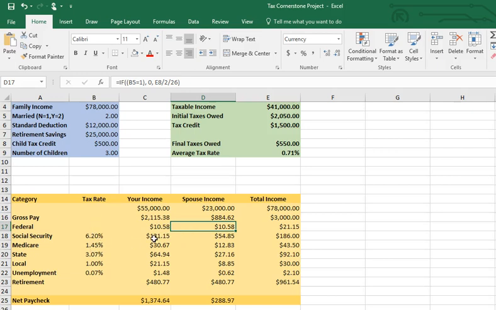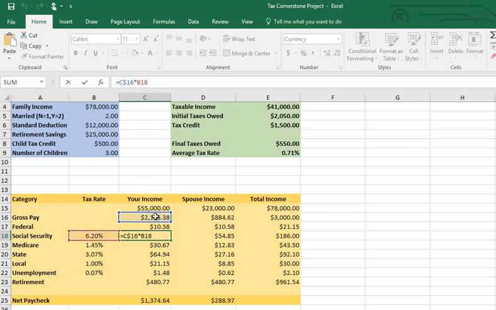All right, now we've got to pay Social Security off of our paycheck. To do that, we're going to take our gross income on our paycheck, which was this number right here, $2,115.38 a paycheck.